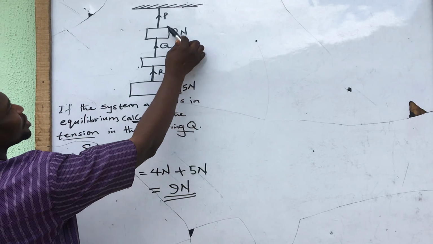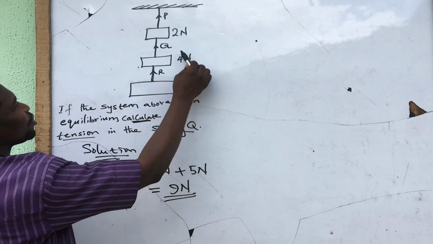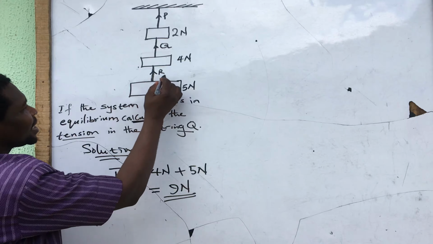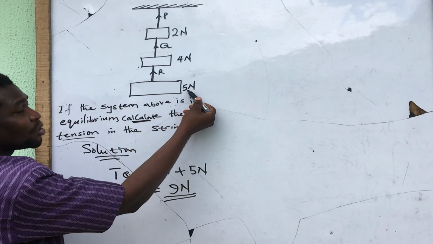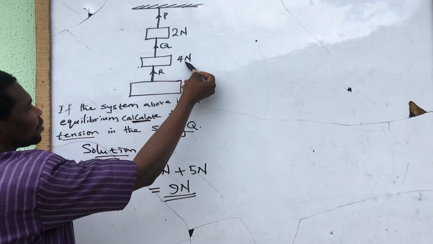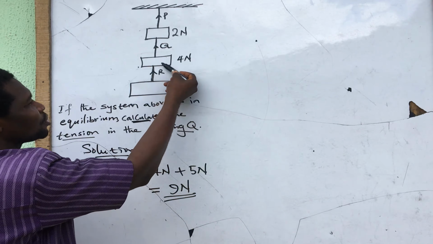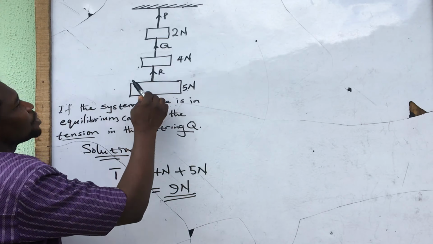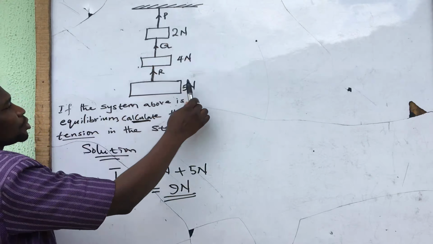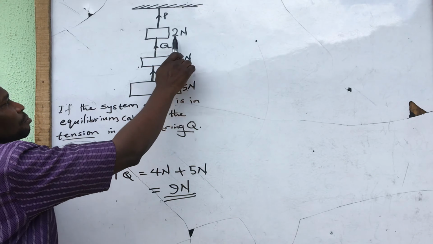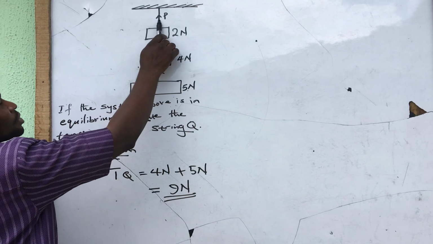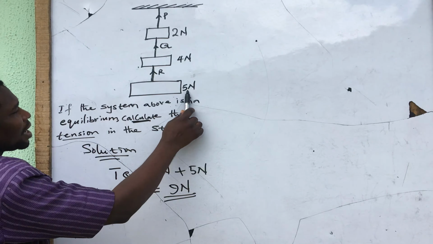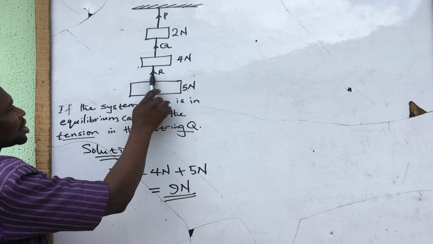So the tension in P will be 5 plus 4 plus 2. The tension here on R is 5 Newton. Tension in Q is 5 plus 4, so this load plus this load will be the tension on Q. The tension on P will be 5 plus 4 plus 2, while the tension on Q will be only 4 and 5, and this 5 Newton is the tension on R.